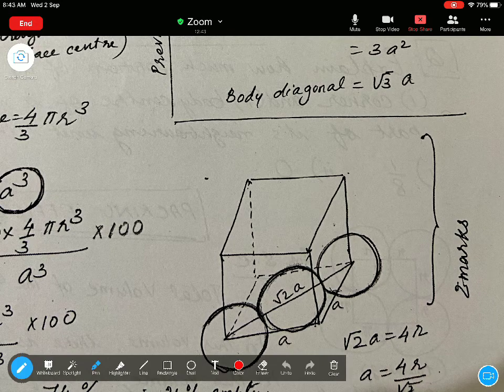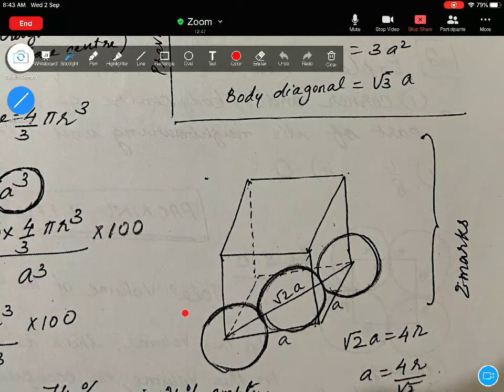So, in this case, this is A, so this one is root 2a. This is the Pythagoras triangle. This is a cube, so this angle is 90. This angle is 90. So root 2a is equal to 4r plus 2r plus r. Root 2a is equal to 4r.